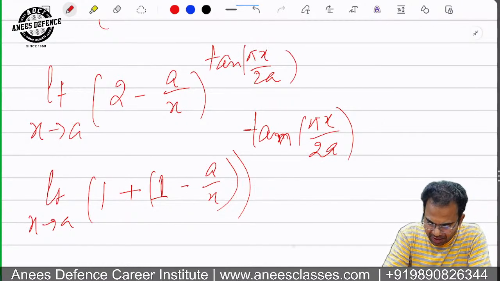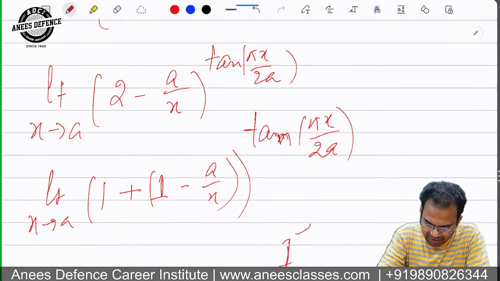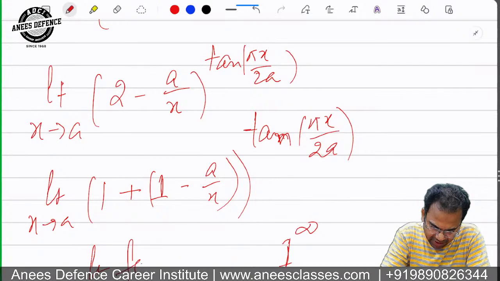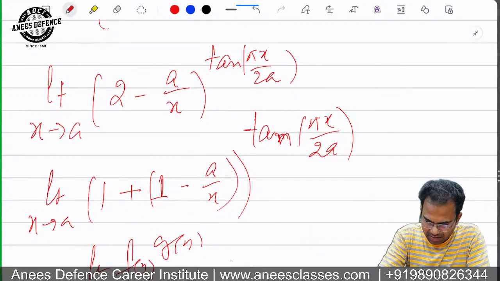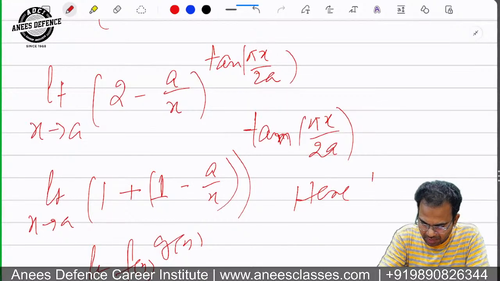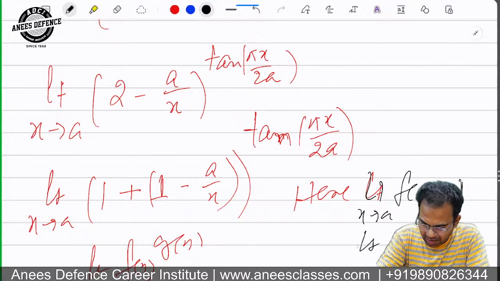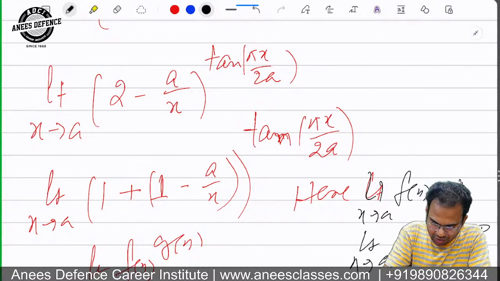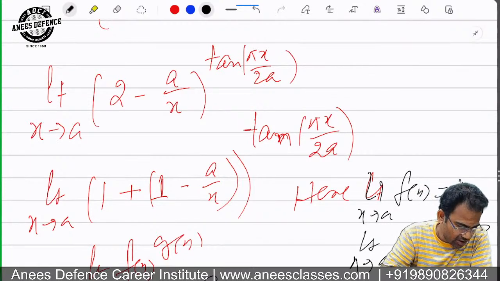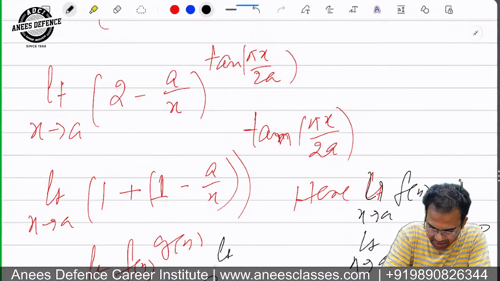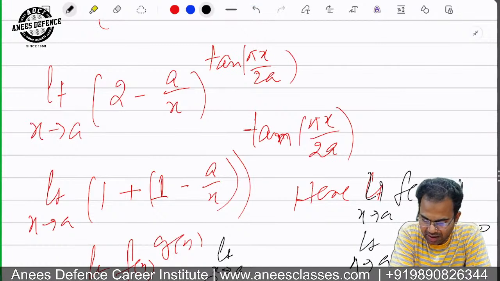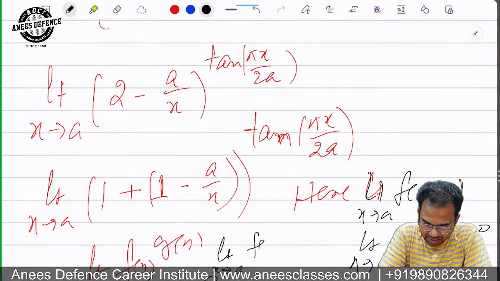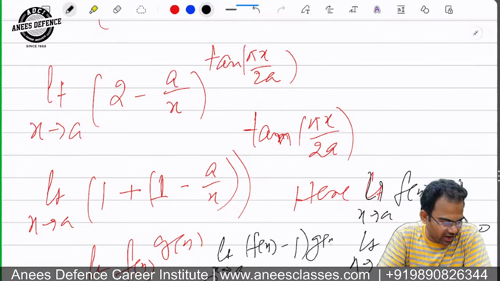I already told you, when 1 to the power infinity, that means limit x tends to a of f of x to the power g of x, what will you solve? Here limit x tends to a f of x is 1, limit x tends to a g of x is infinity. So you will solve e to the power limit x tends to a, f of x minus 1, into g of x. Very good. Right?